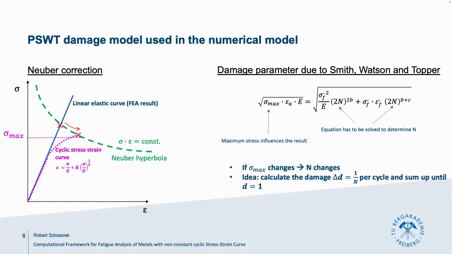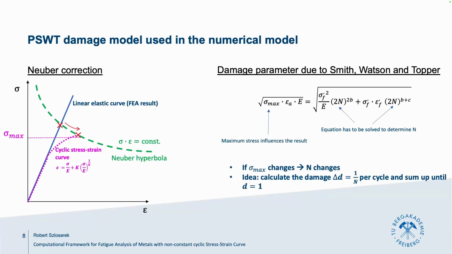Here we have the maximum stress, which has an influence on the equation when we solve it for N. So you can solve the equation and calculate N. This is your lifetime. If your maximum stress is constant, you have to solve this equation one time, and then you have your lifetime. But if sigma max changes, then you always get different results.